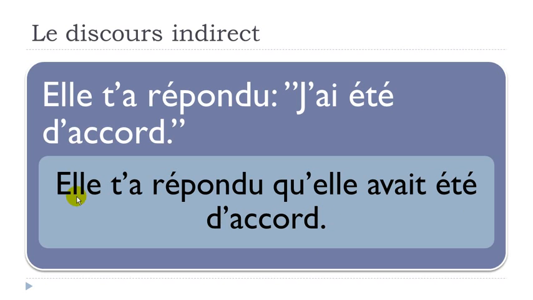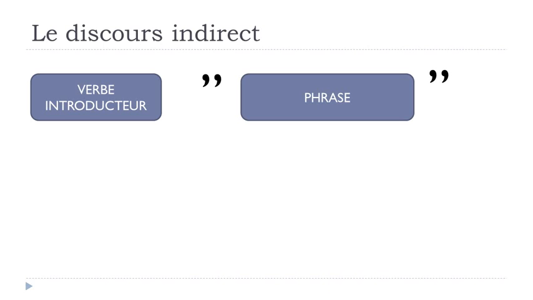Alright, so remember, the first part doesn't change. Elle t'a répondu. You don't need to modify it. But then the second part, ai été here, passé composé, will become avait été here. So it's the plus que parfait. Okay? So let's see now another possibility.